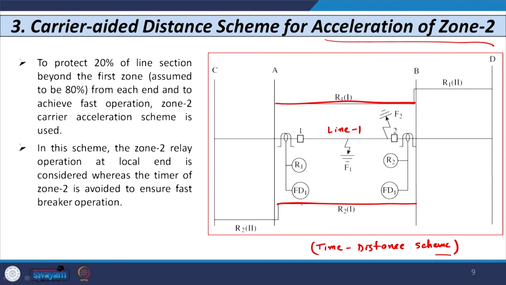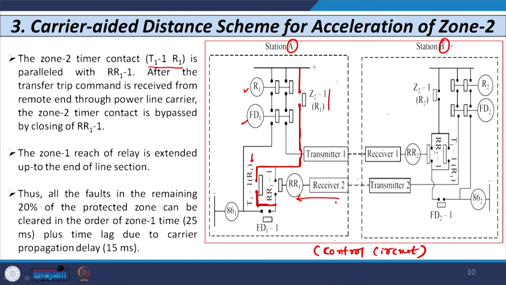So, if a fault occurs somewhere in this region, 20%, say F2, the same as we considered in the earlier two cases, that is direct underreach and permissive underreach. In this case, as soon as the command is received for a fault at F2 or F3, the zone 2 contact, which is connected here in parallel, is bypassed.